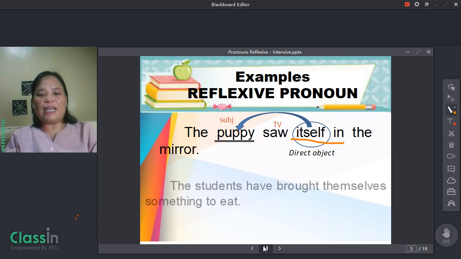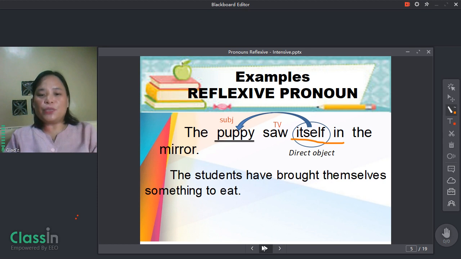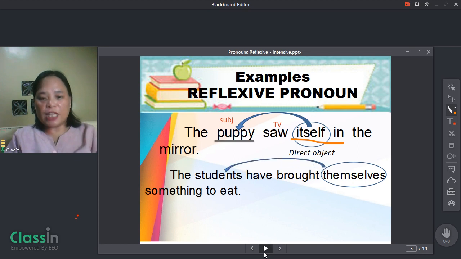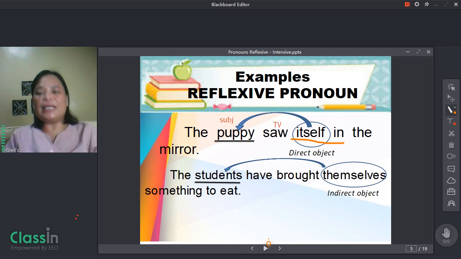How about the second example? The students have brought themselves something to eat. What is the compound pronoun in the sentence? We have themselves. And it reflects back, or bounces back, to the subject, which is students. How is it used in the sentence? It is used as an indirect object. So how come it becomes an indirect object?